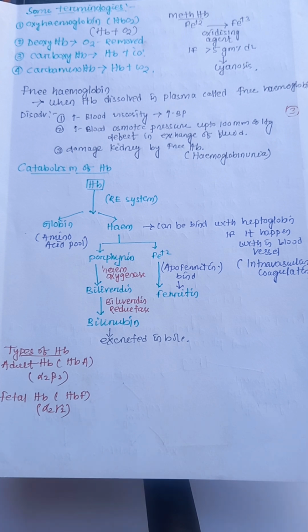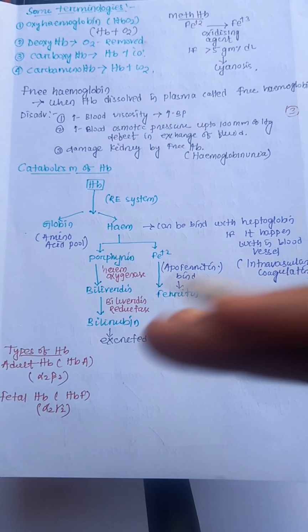And free hemoglobin is a dangerous hemoglobin that can cause a hazardous impact on our body. When hemoglobin dissolves in plasma, it is called free hemoglobin. The disadvantage is that it increases the viscosity of the blood, as you already know, increases blood pressure as well as oncotic pressure, and causes damage to the kidney, like hemoglobinuria. That's why free hemoglobin should not be present in our body.